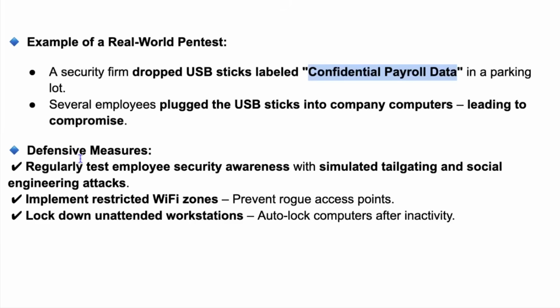So to defend against this, you want to test your employee security awareness with simulated tailgating and social engineering attacks. This is not just against this specific tactic, it's in general against physical security attacks. Implementing restricted Wi-Fi zones is very, very important. This is something that needs to be done at the very minimum.